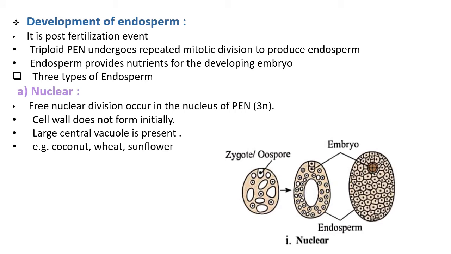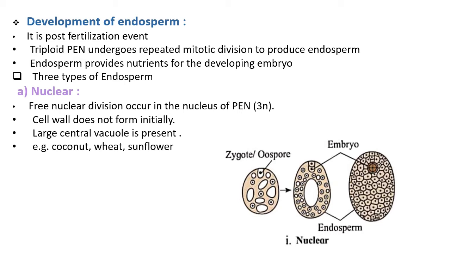Now we will study post-fertilization changes. Post-fertilization changes are the changes which occur in the ovary and the ovule after fertilization. Hence, they are called as post-fertilization changes. First, we will study the development of an endosperm. It is one of the post-fertilization events.